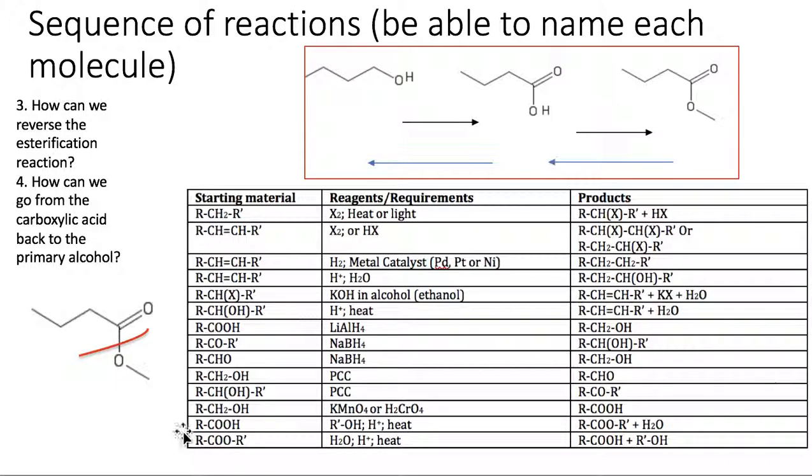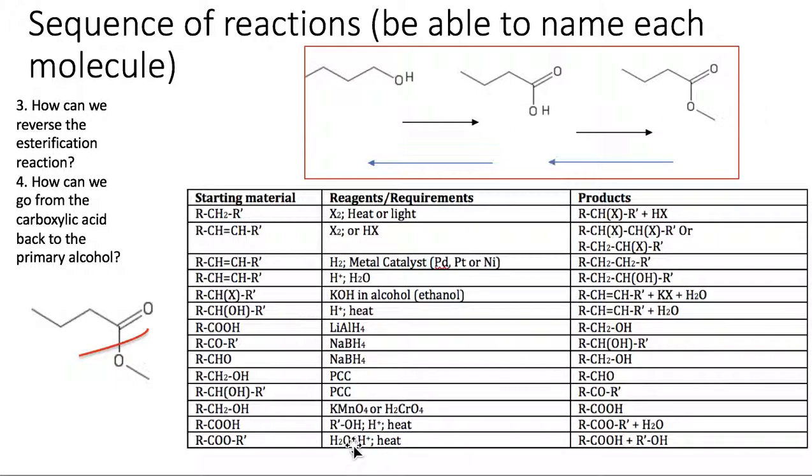So if you look at your table right here, you're starting off with the carboxylic acid, and then you have to add an alcohol. You see this R'(OH), and then you have an acid and heat, and you will get your ester plus water. Okay, this is really important. I did not add the water right here, but you should know that you do have your ester plus water.